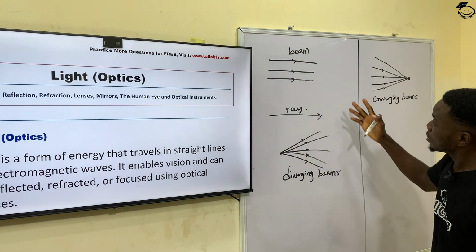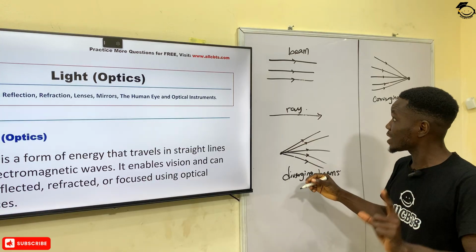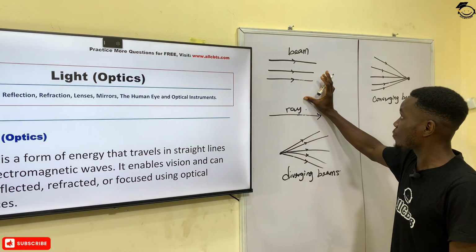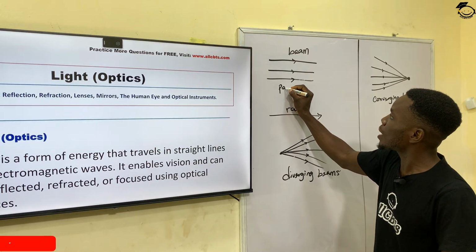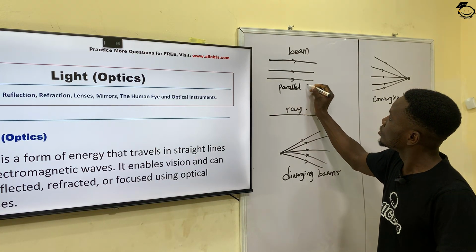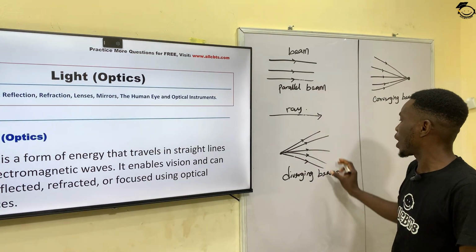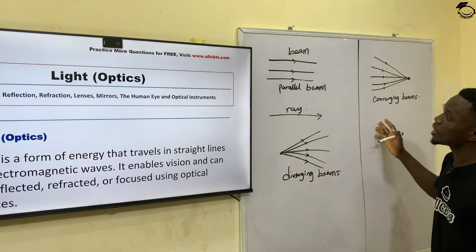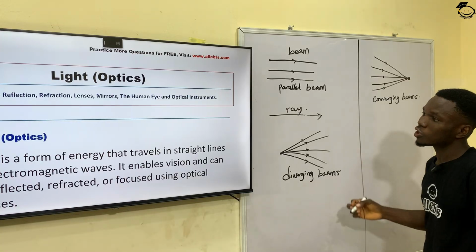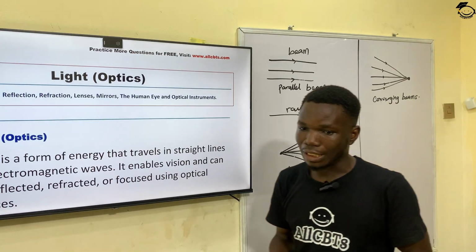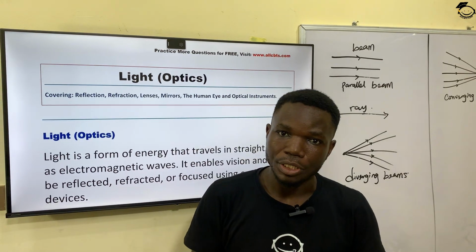So when it's just one line of light, it is called a ray of light. When you have two or more, we call it a beam of light. And this one is a parallel beam. So we have parallel beam of light, diverging beam of light, and converging beam of light. This just explains that light travels in a straight line. So the lines can be convergent, diverging, or parallel.